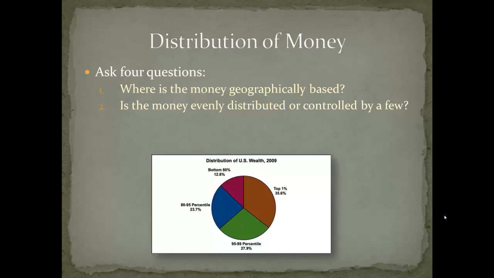And this is a very misunderstood question. So I've included a graph here of the United States wealth distribution. If you take a look at the bottom 80%, they control 12.8% of the entire wealth of the United States, whereas the top 20% control 87.2%. So the top 1% control 35%, and this has been increasing over time.